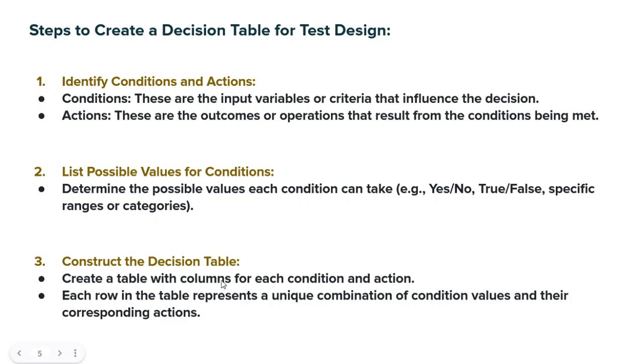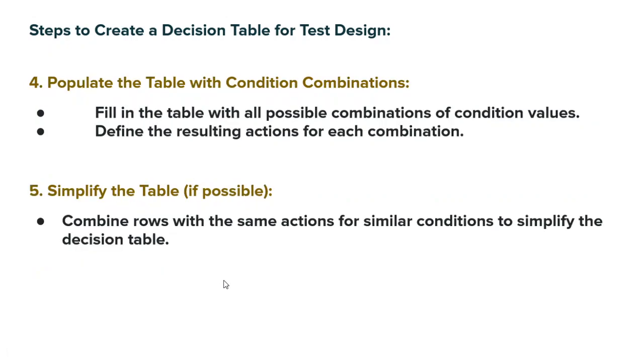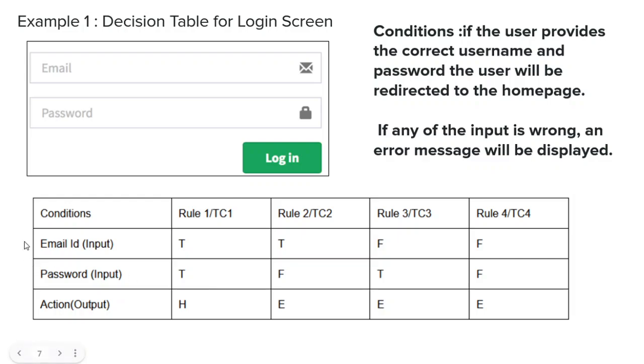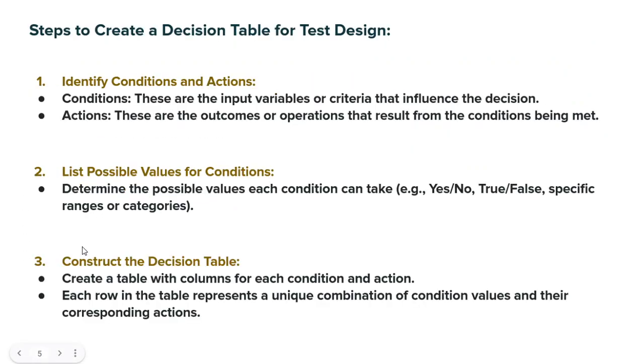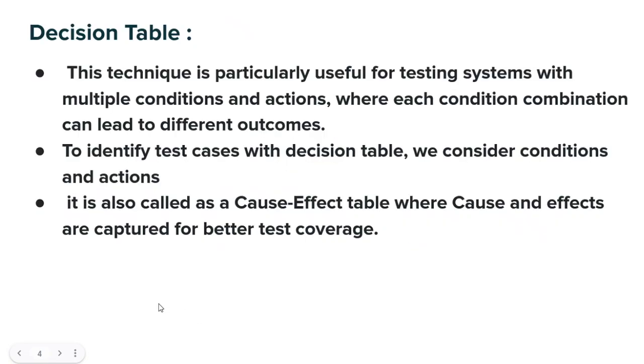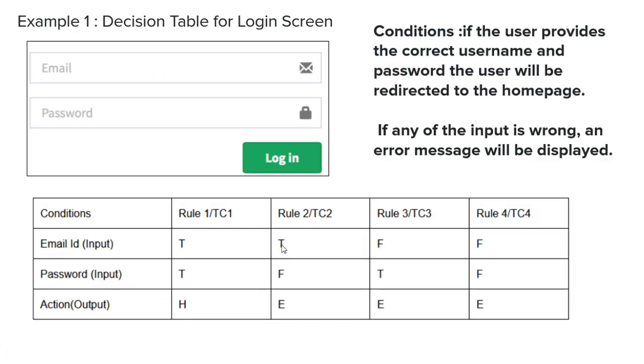So create a table with columns for each condition and action. So we have created a column for each condition and action. Then each row in the table represents a unique combination of condition values and their corresponding actions. So if you see, each row is basically a combination. In our case, it is basically a column. Each column is a combination of each condition. If you see, email ID correct, password is correct, and their respective action. So each column will represent a new test case.